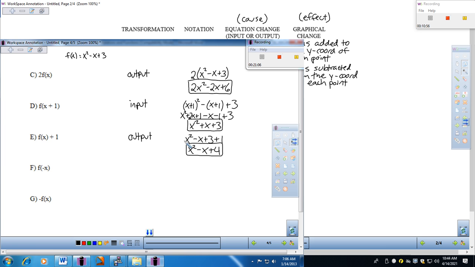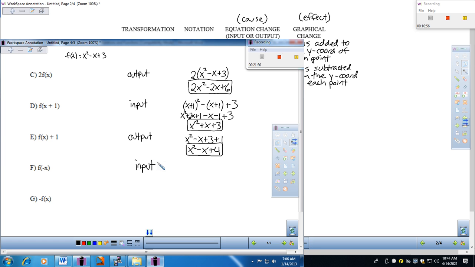Letter f and then letter g, everybody. So f of negative x right there, negative 1x, I guess, looks to me like an input change. It was x. Now it's a negative 1x. And so let's go ahead and put that piece in place if we can.